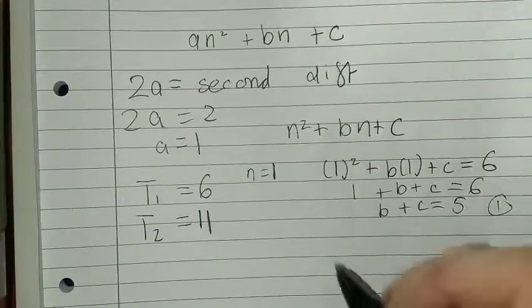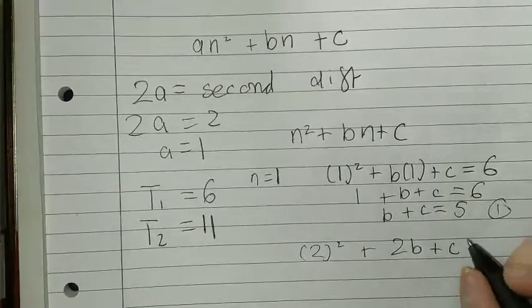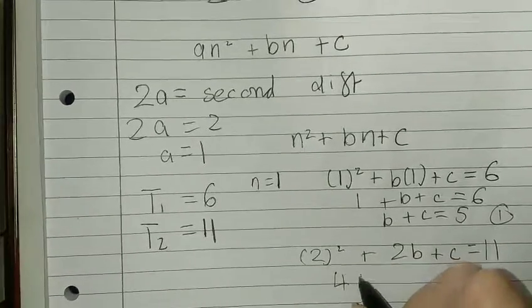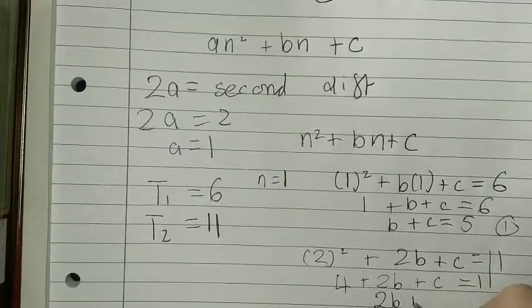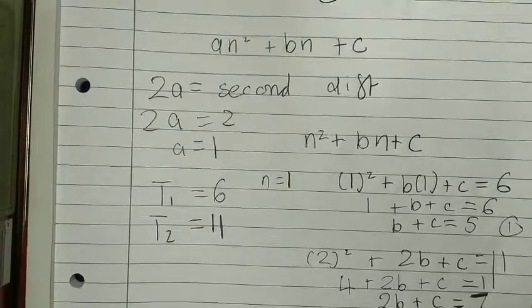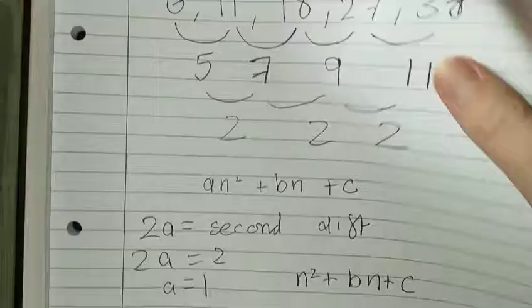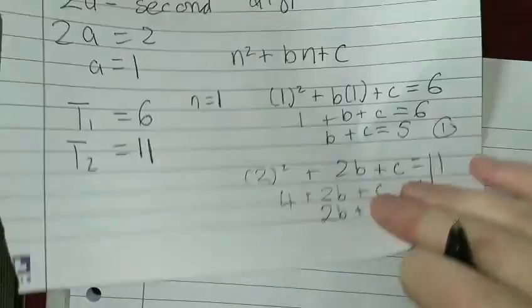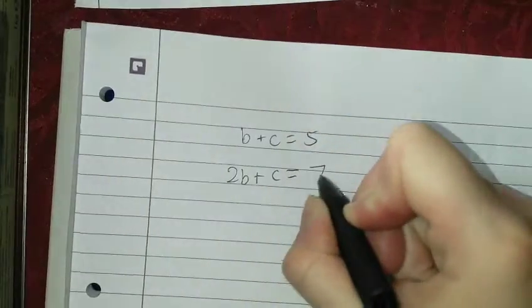And now I'm going to sub in n equals 2. So 2 squared plus 2b plus c is equal to 11. So 4 plus 2b plus c is equal to 11. So 2b plus c is equal to 11 take 4. So that's going to be equal to 7. So now I have equation 1 and equation 2, and I'm going to solve them using simultaneous equations. So equation 1 was b plus c is equal to 5, and equation 2 is 2b plus c is equal to 7.